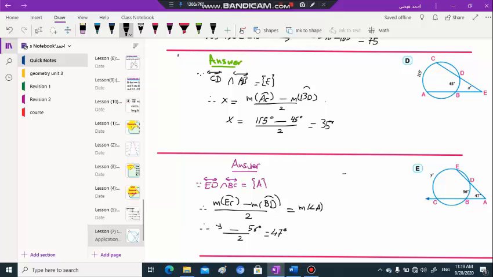So Y minus 56, to go to the other side, 47 multiplied by 2 will be 94 degrees. So Y equals 94 plus 56 degrees. So Y equals 150 degrees. If you want to check your answer, do 150 minus 56 divided by 2. So 150 minus 56 divided by 2 equals 47 degrees.